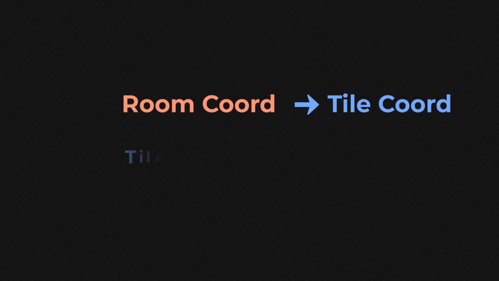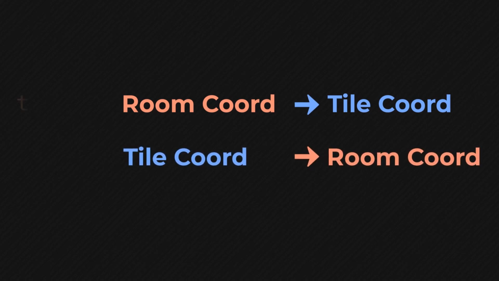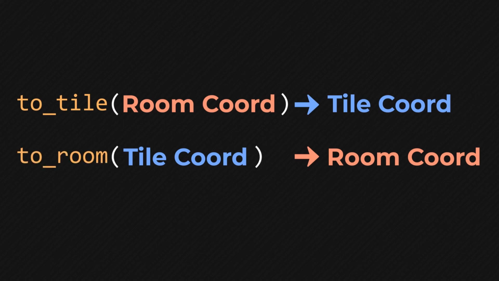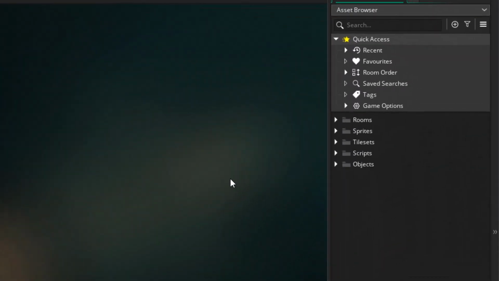We will be creating two new functions to convert a coordinate value to tile coordinates or to room coordinates. The function toTile will convert the given room coordinates into a tile coordinate, and the function toRoom will convert the given tile coordinate into a room coordinate. Let's open our project and start working on it.